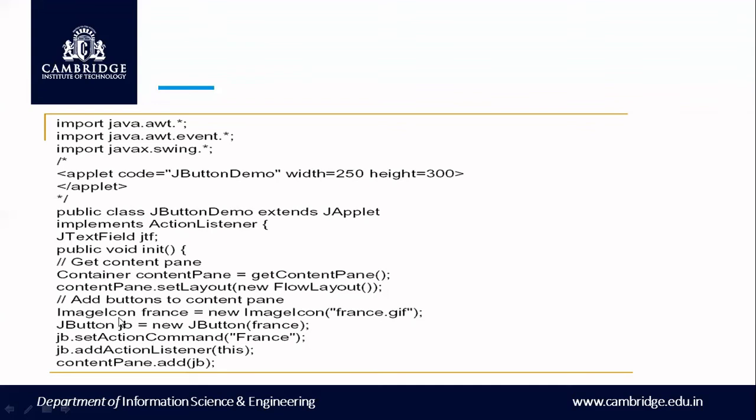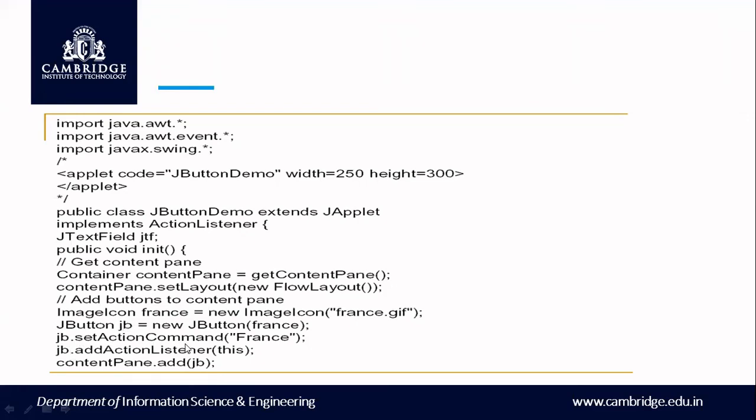Now ImageIcon, please understand ImageIcon is also a component. The name of the image icon is france. The object I have created for my image icon is equal to new ImageIcon. So there will be a new image icon present. The name of the image icon will be france. Some image will be present. Next, I have created a button. Can you see here? JButton jb is equal to new JButton of france. Next to this image, there will also be a button. The name of the button will be france.